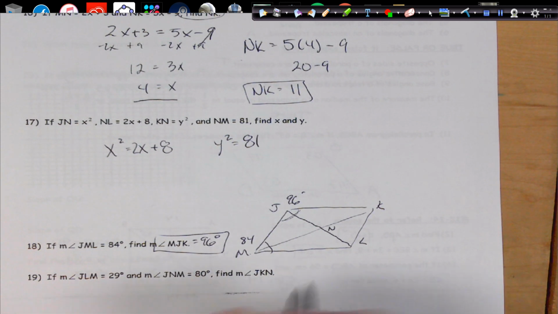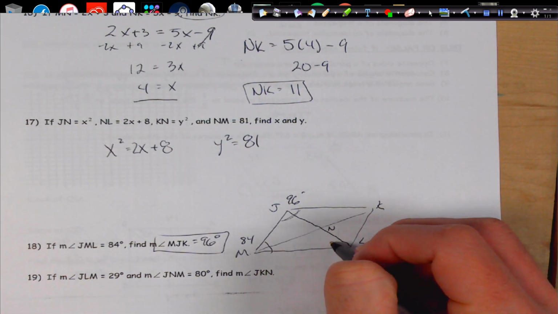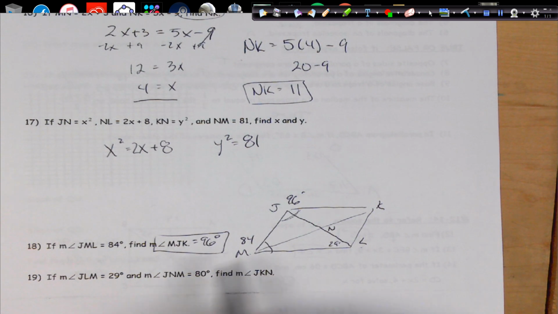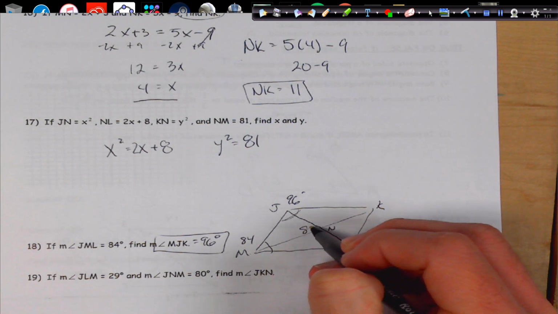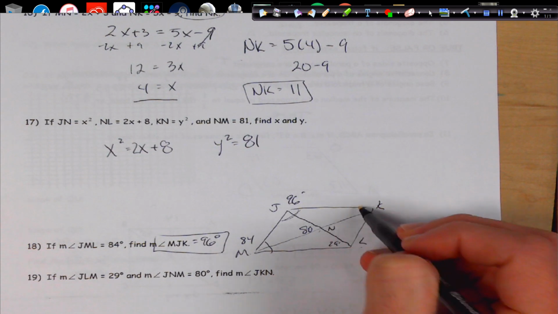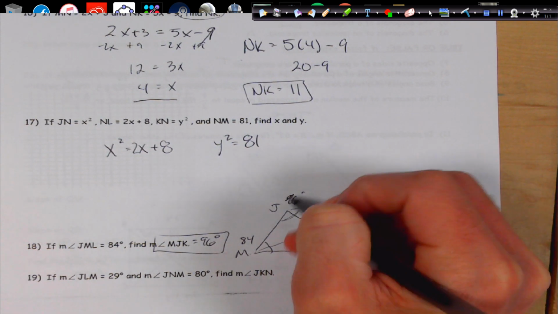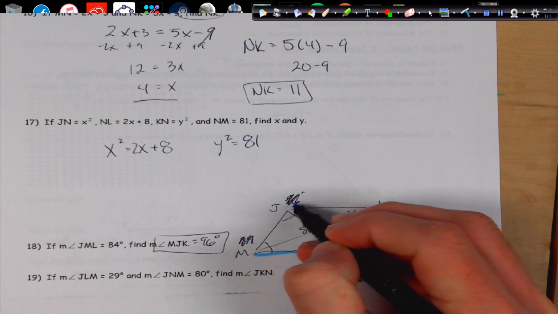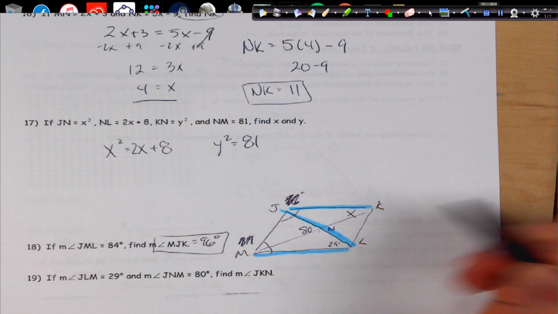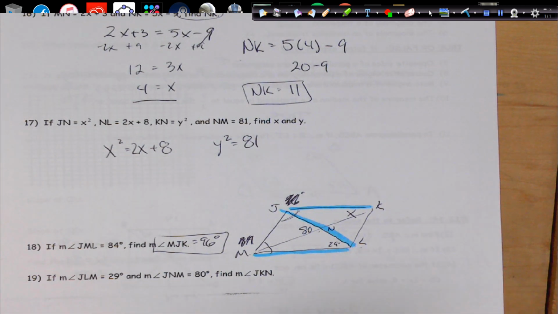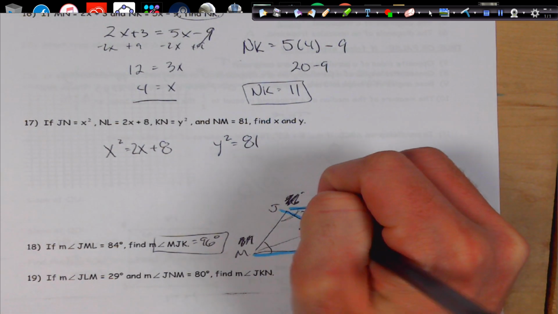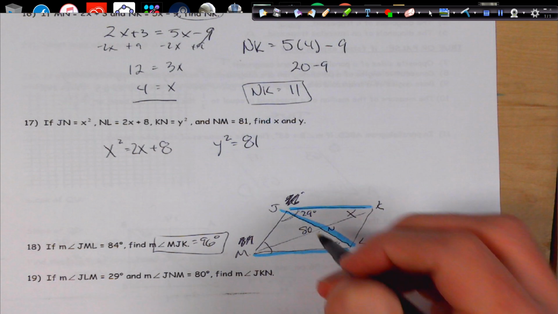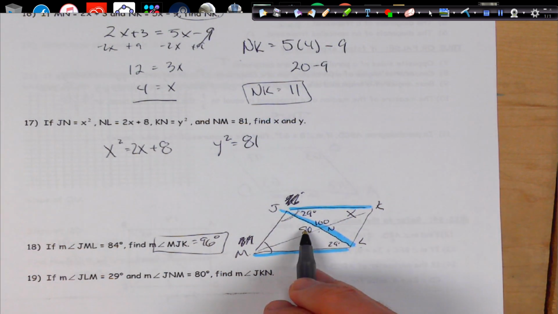All right, JLM over here is 29 degrees, and JNM is 80 degrees, and we want to find JKN, which is right here. So we're going to ignore these two values. They're no longer a part of this problem. Notice that we do have a special relationship here. These are parallel lines right here, and then this would be a transversal, which means this 29 down here in the corner is also going to be the 29 degrees up there. And if this is 80, we know this would be 100. That's a linear pair right there.